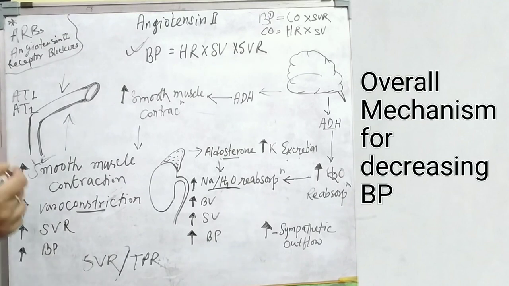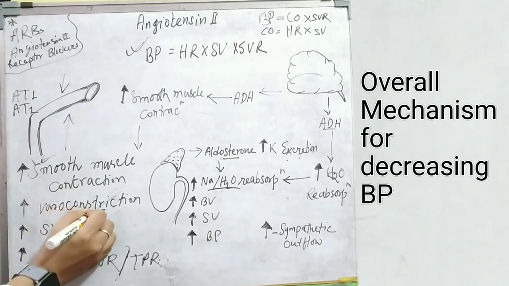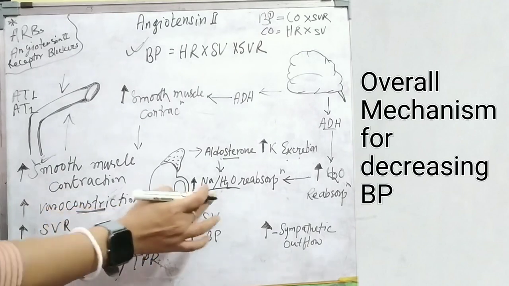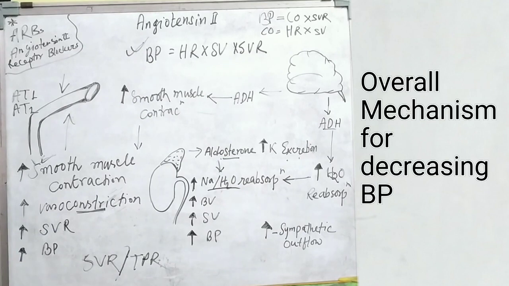Now the second one, the sodium water reabsorption. Angiotensin 2 also affects the kidneys. First, it can directly stimulate sodium and water reabsorption at the proximal tubule of the nephron. In the nephron, after the glomerulus and Bowman capsule, the tubular part starts with the PCT, that is the proximal convoluted tubule. If it reabsorbs sodium and water from the kidney back into the bloodstream, then the blood volume will increase.